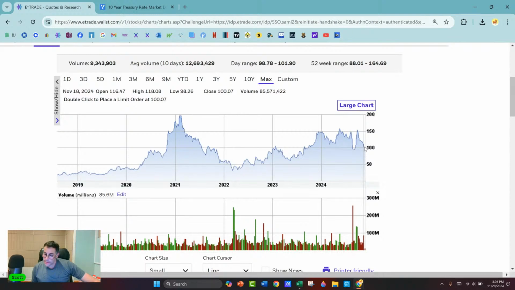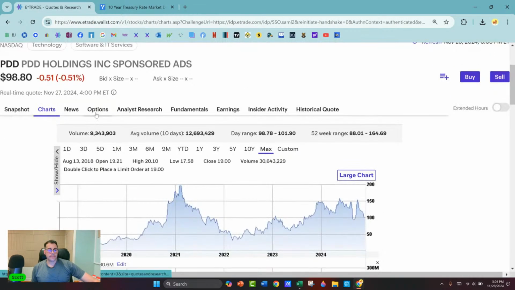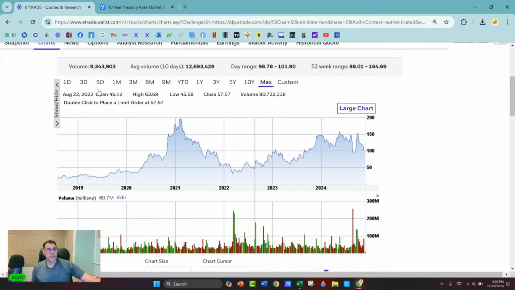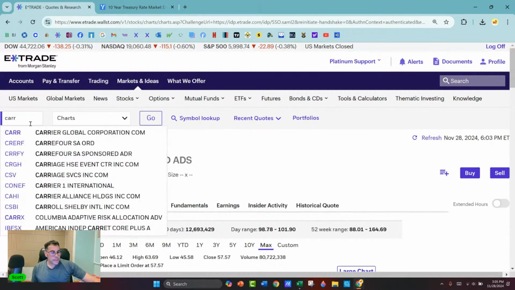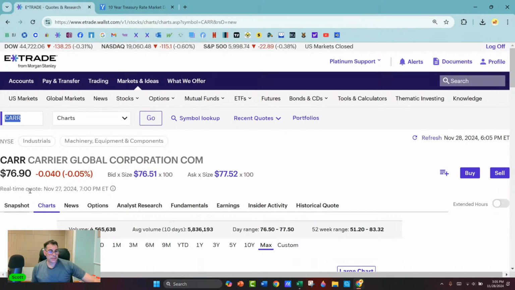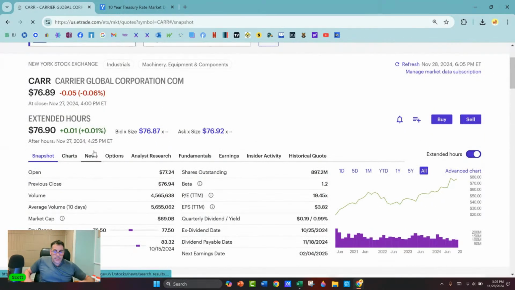Could you do CARR as an example? Yeah, with such a low beta, it's hard to make much with options. But the stock isn't flat, so I'm surprised the beta is so low. But that's what it is. CARR, Carrier Global. $77, 1.2 beta.